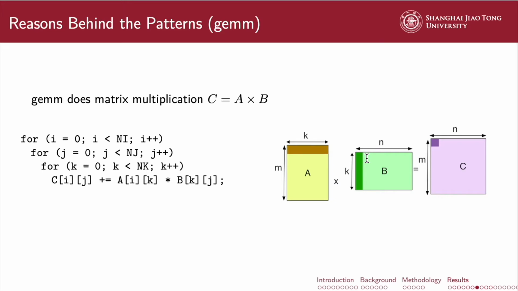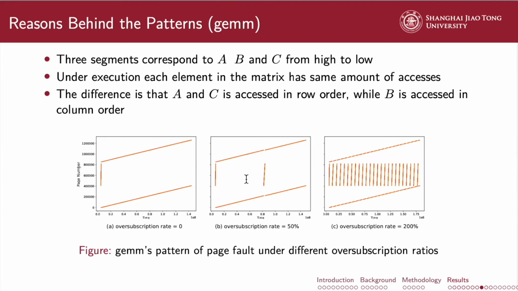Here, we take gemm as an example. Gemm is simple. It does matrix multiplication as shown in the figure. It has 3 segments, corresponding to A, B, and C from high to low. We can see the number of pages in the segment of B grows as the ratio increases. Although each element in A, B, and C is accessed once, the order of accessing is different, which leads to different page fault numbers.